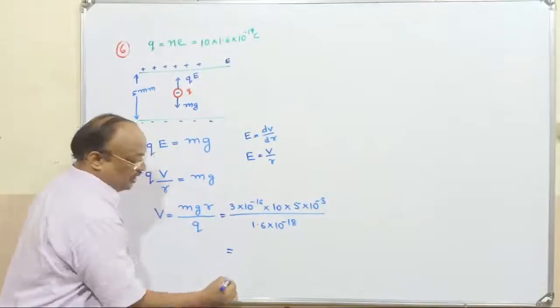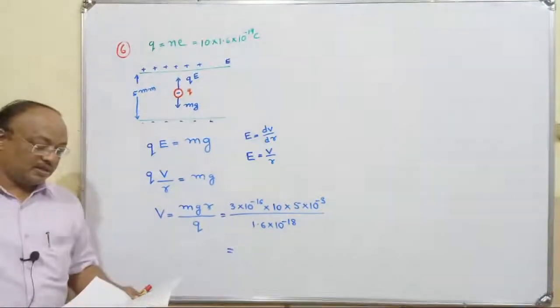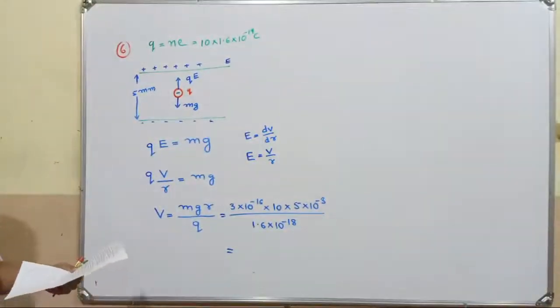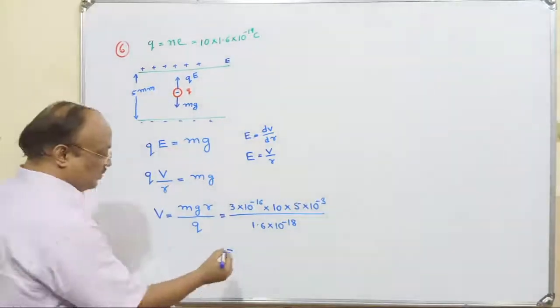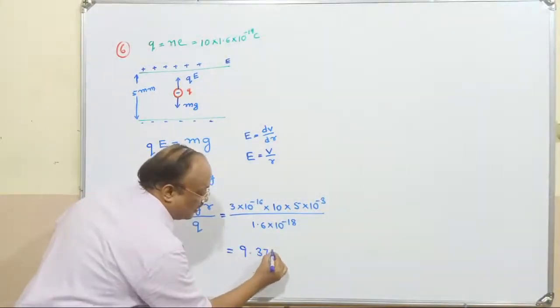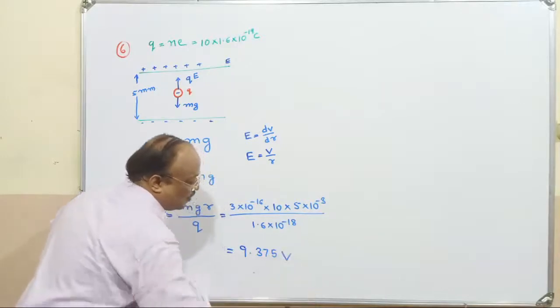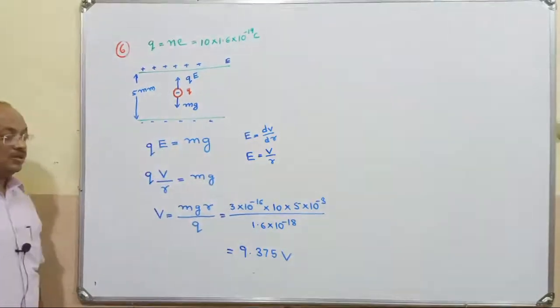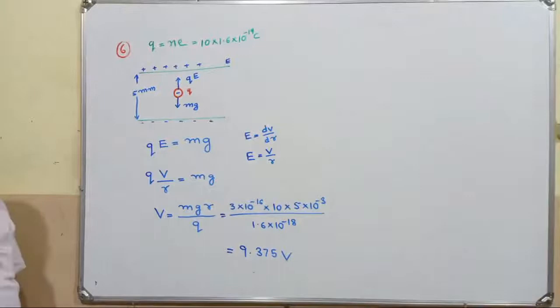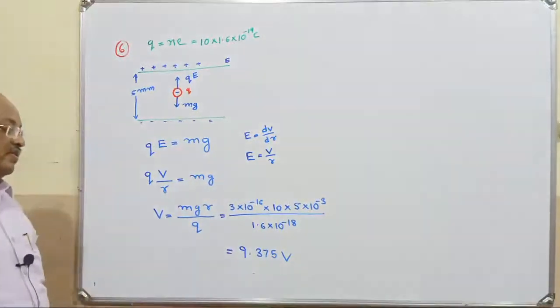So if we calculate this value, it is coming out as 9.375 volt. So this potential is coming out as 9.375 volt.